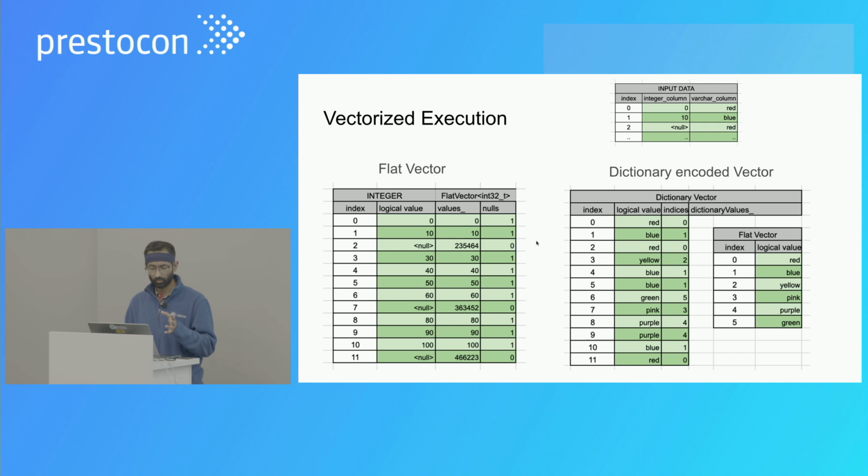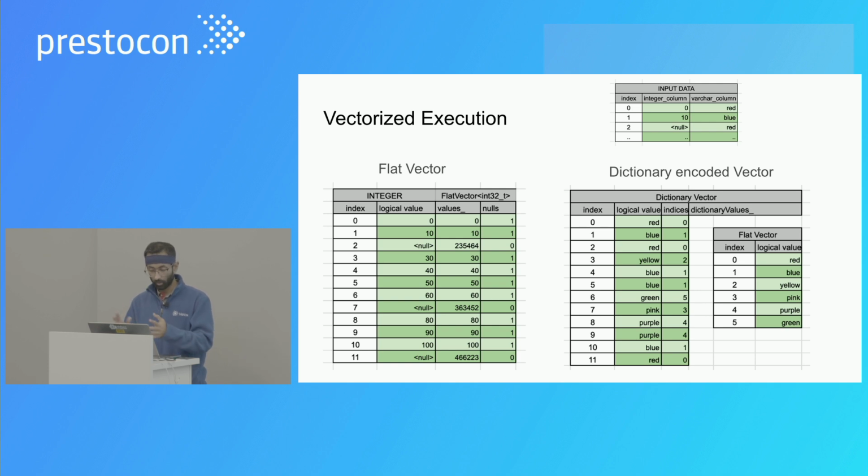The flat vector is very simple. It's very similar to a standard vector. It has all the values in a contiguous block of memory that we call the values buffer. But it also has another buffer called the nulls buffer, which is again a vector of booleans that tells whether a particular row index is null or not. So for example, if you take row index 2 over here, you see that the values just has some garbage value there, but the nulls is marked as 0, which is an indicator that this particular row index is null.